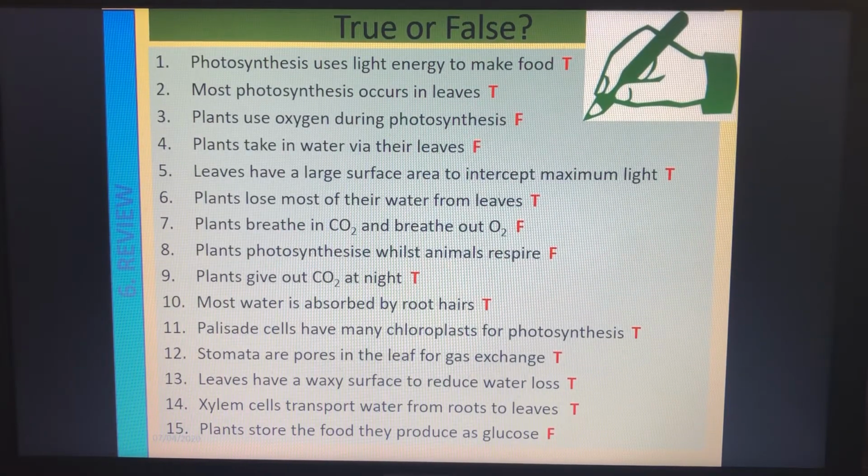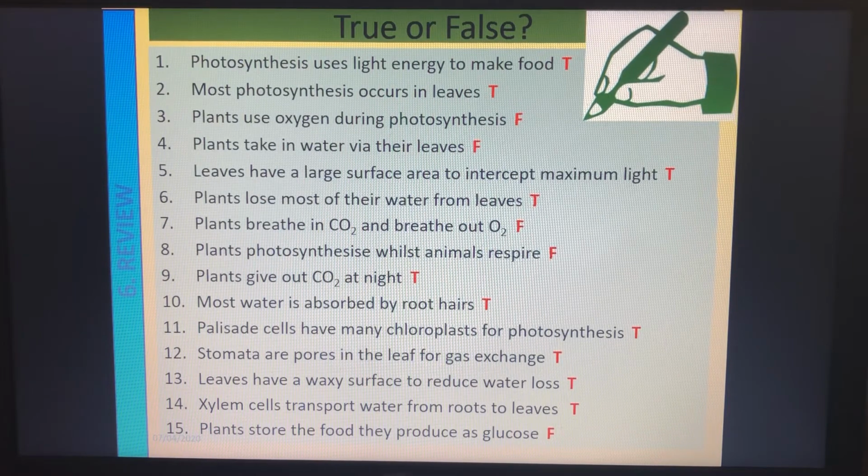Number 5, leaves have a large surface area to intercept maximum light. That was true. Plants lose most of their water from the leaves. True. Plants breathe in CO2 and breathe out O2. Breathe is the wrong word, so that one is false. Plants photosynthesize whilst animals respire. That's also false. Plants do respire. We just haven't talked about it yet because they are living things and all living things respire. Plants give out CO2 at night. That is true. We'll come on to that, and that links in with the fact that they respire.